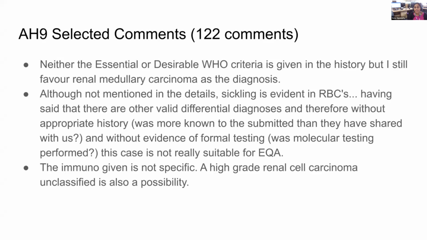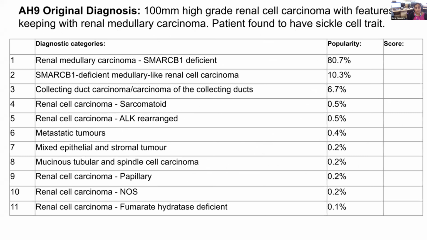So maybe when reading these comments, we can be more generous when we see the options which we as a group have submitted. Even with all the grievances, if we combine 1 and 2, renal medullary and SMARCB1 medullary-like renal carcinoma, we reach up to 91%. So we are in our 90s all the time. Collecting duct carcinoma morphologically is difficult to differentiate. It's more like a diagnosis of exclusion. So maybe we can be generous there too.